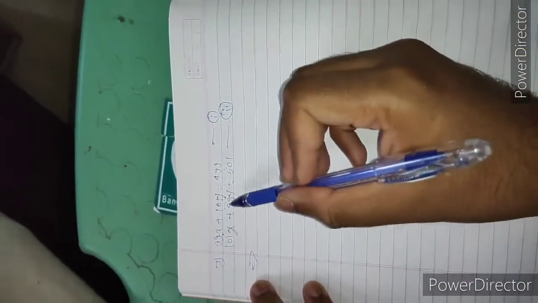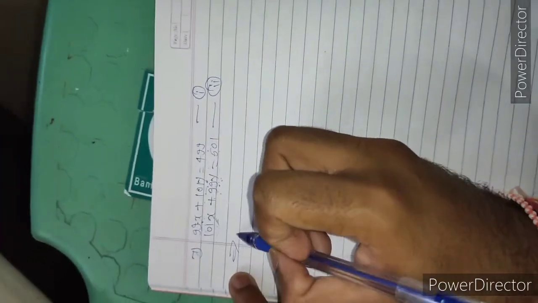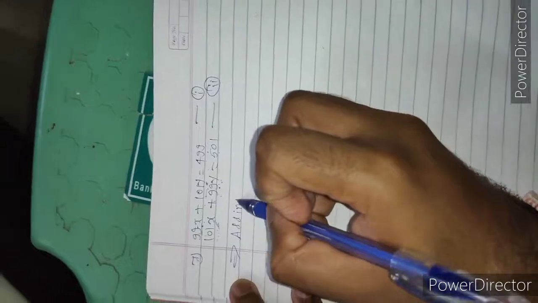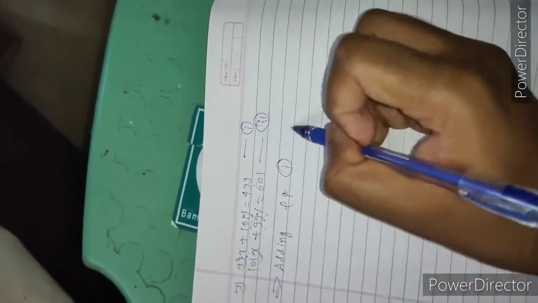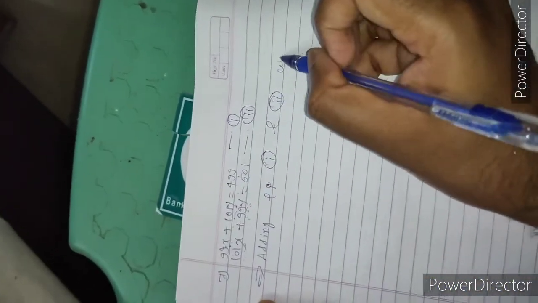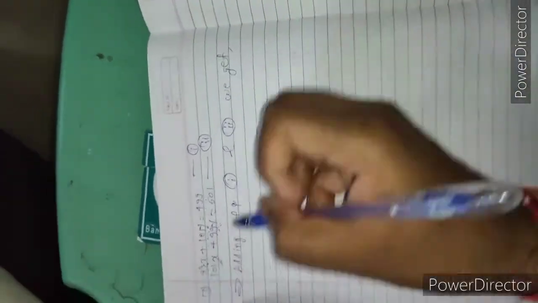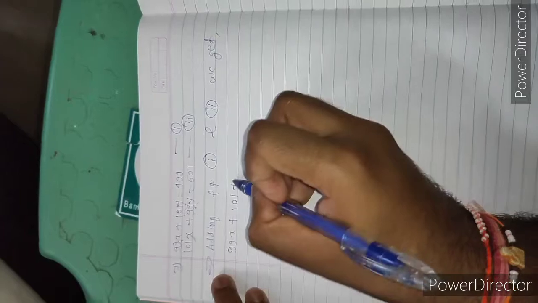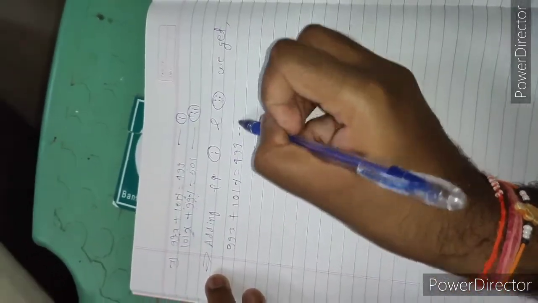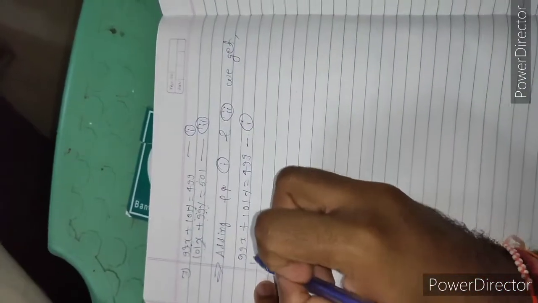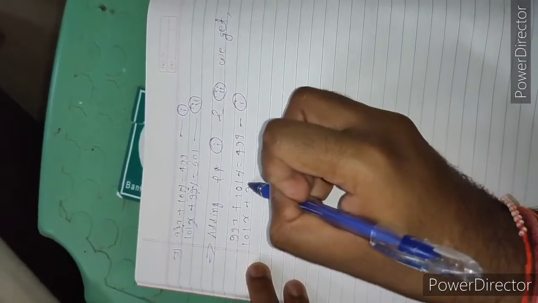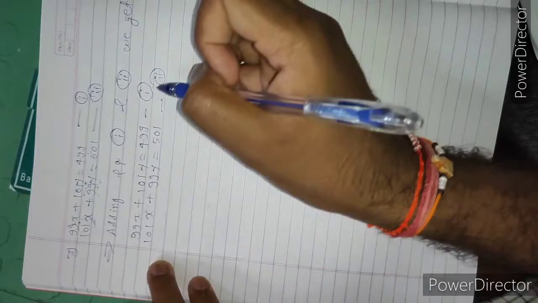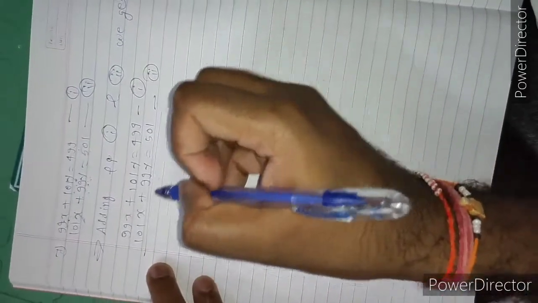Now I am doing, you can look it here. So now I am adding both the equations, equation 1 and 2. First add both the equations. 99x plus 101y is equal to 499. This is equation number 1. 101x plus 99y is equal to 501. This is equation number 2. Now add both the equations.